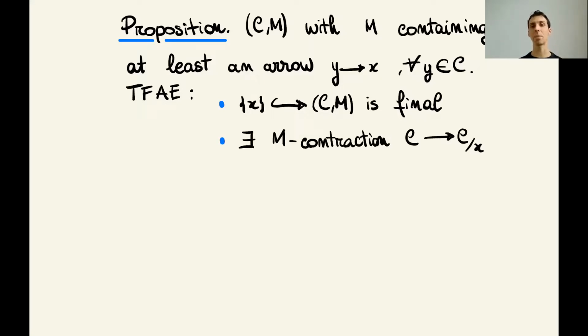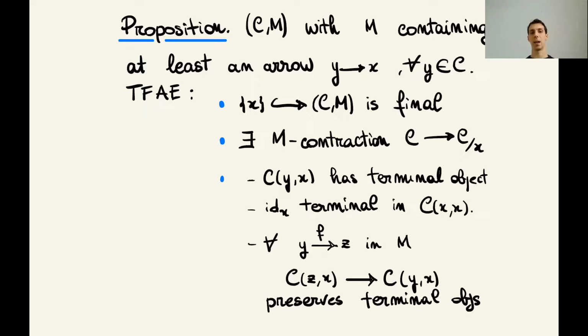There exists an M-contraction of this kind, meaning that X is the center of an M-contraction, and they are both equivalent to this categorifying notion of terminality that we were talking about in the beginning. So the hom category from Y to X is a terminal object. When Y happens to be X itself, the identity is the terminal object, and there is this other condition for which any one arrow which is marked preserves terminal objects in the hom categories.